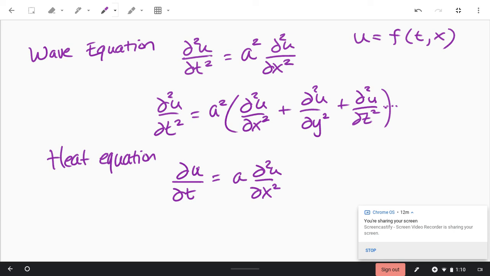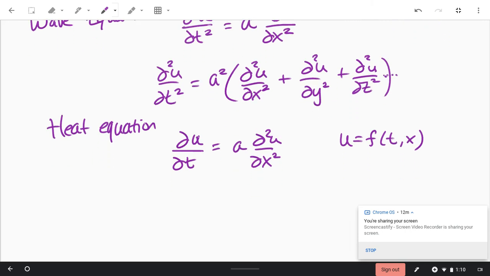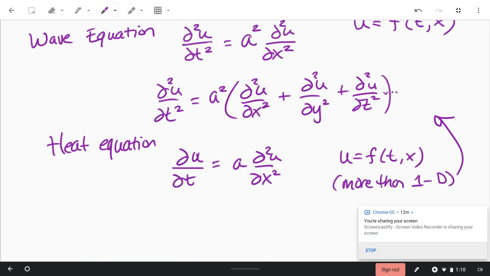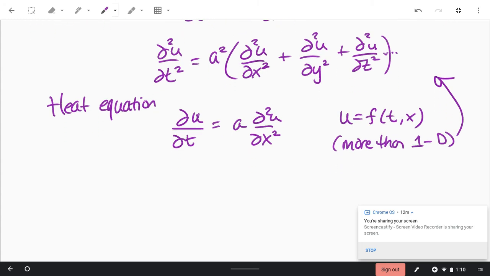But this one too, u is a function of t and x. But in this case, it's like where a heat source is and how much time has passed since the heat source began and how far down the rod you are. And this one too can also be more than one dimension, similar to this guy. Okay, so those are just some common partial differential equations that are going to be used in some advanced math classes. We're just going to do a quick problem using one of them.